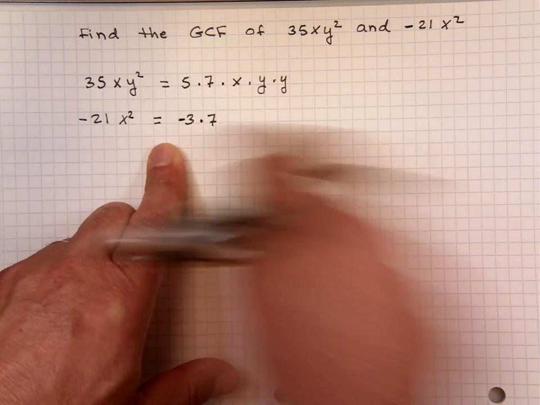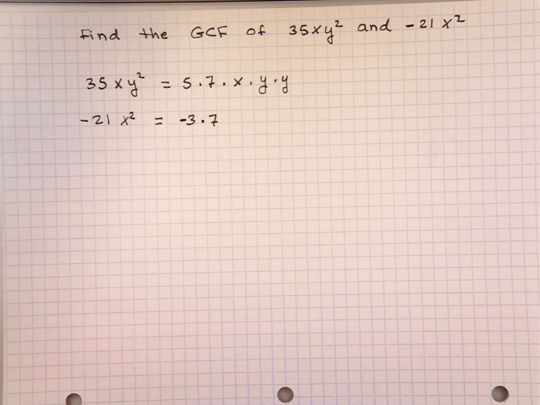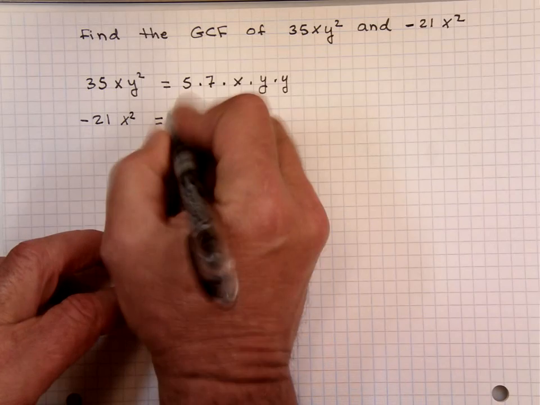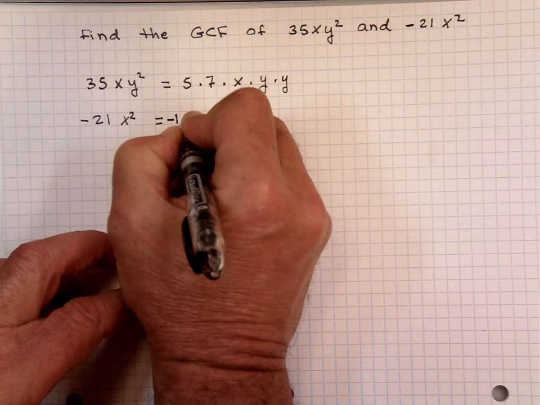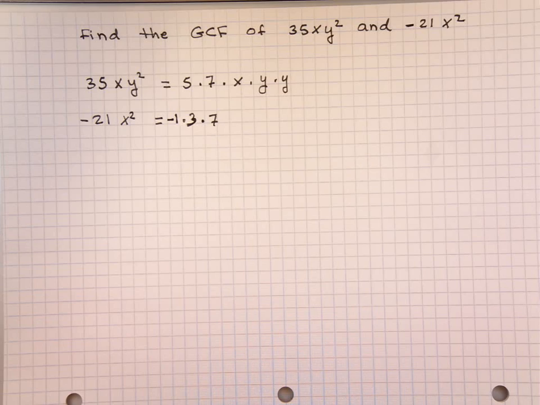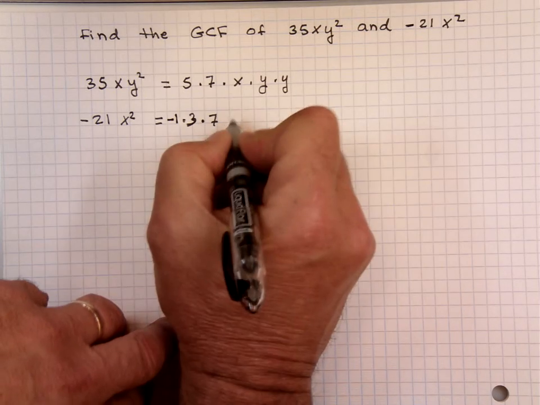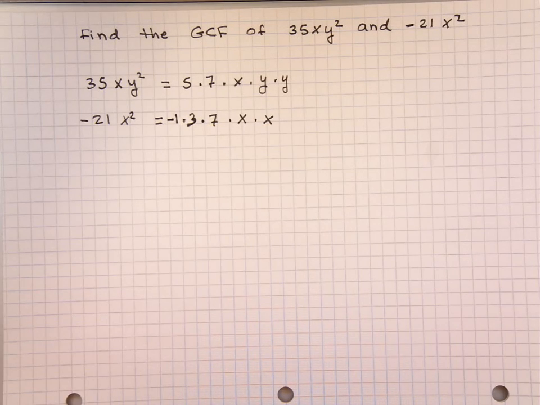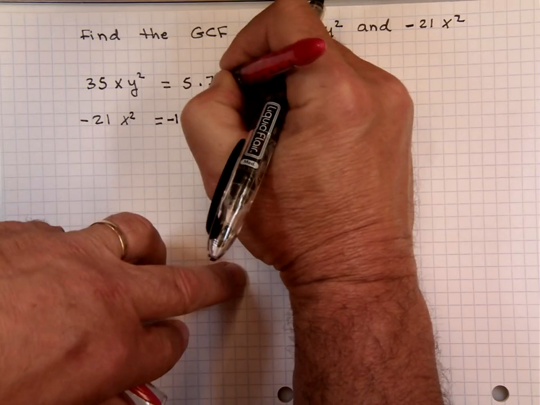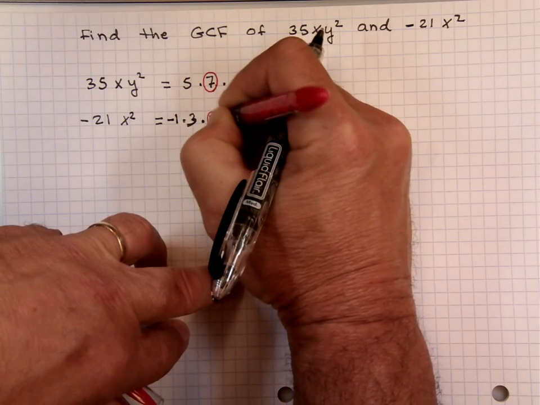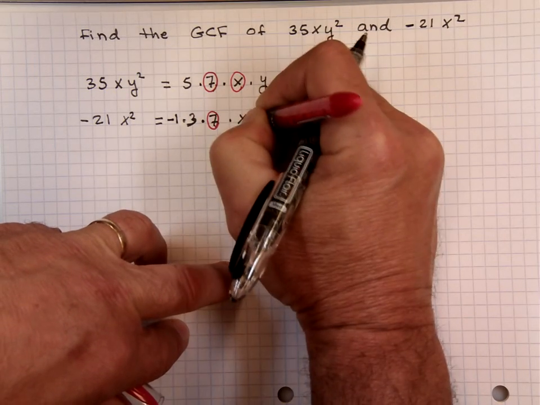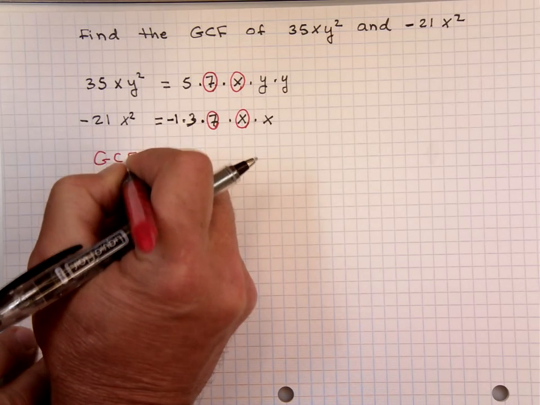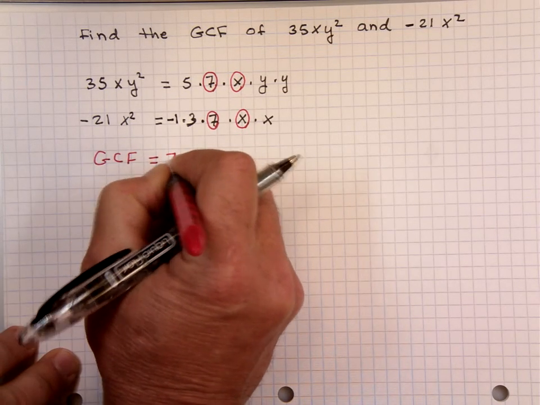Or if you don't like that, you know what? Make it negative 1 times 3 times 7. That's even a better choice. Negative 1 times 3 times 7 times x times x. And when you look, you'll see common factor is 7. I also see an x. So the greatest common factor is 7x.